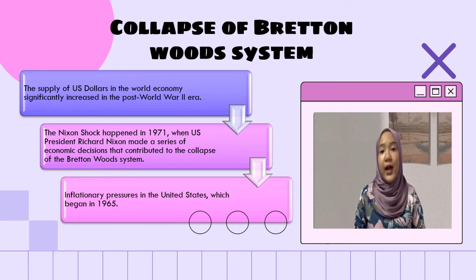Without consulting the other member countries, on 15 August 1971, Nixon ended the free convertibility of the US dollar into gold and instituted a price and wage freeze, among other economic measures. The last reason why the Bretton Woods system collapsed is the inflationary pressure in the United States, which began in 1965.